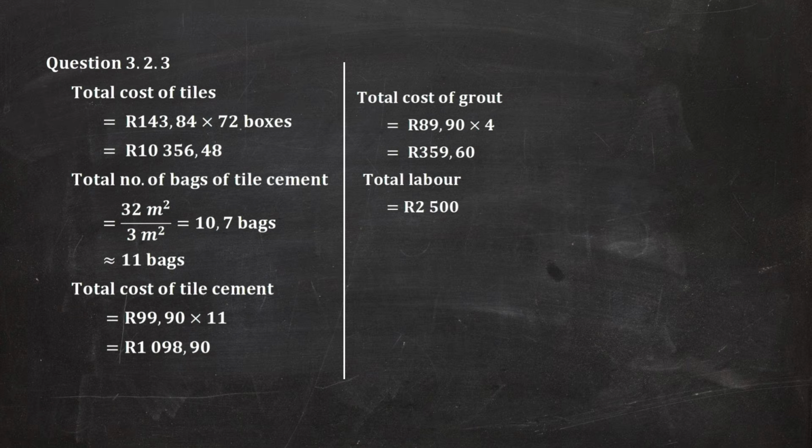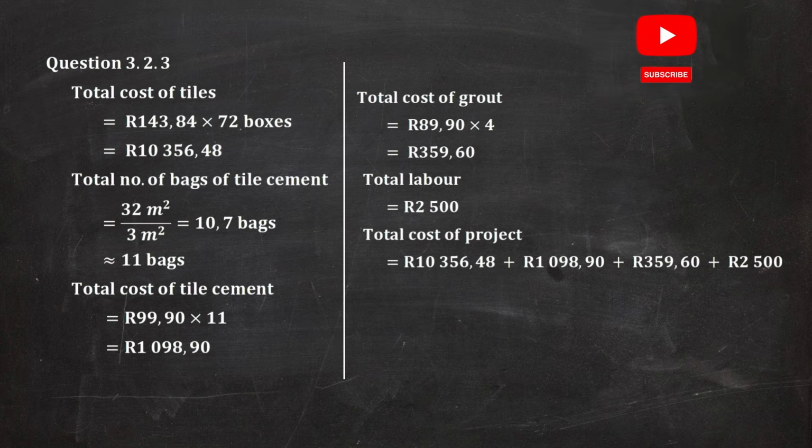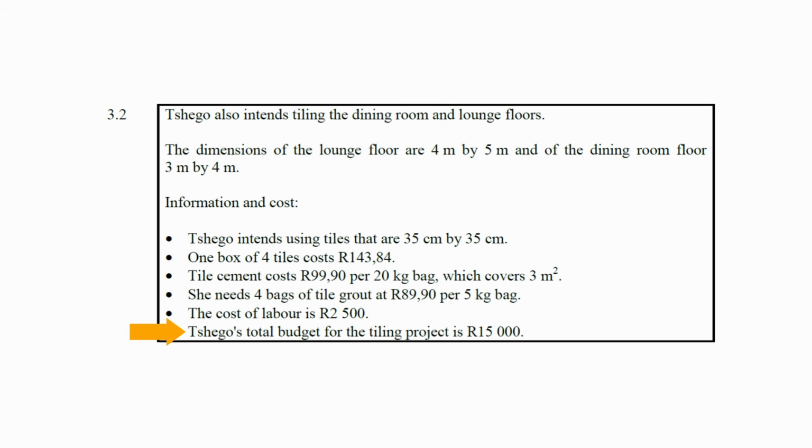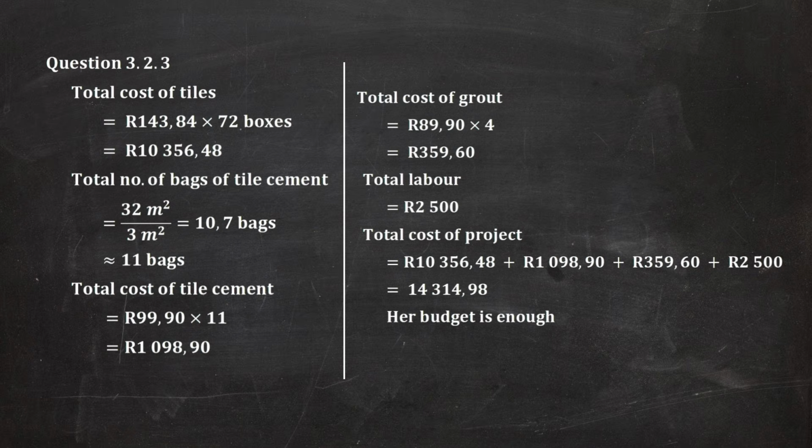So the total cost for the whole project will be 10,356 Rand 48 cents for the tiles, plus 1,098 Rand 90 cents for the cement, plus 359 Rand 60 cents for the grout, plus 2,500 Rand for the labor, and this gives you a total cost of 14,314 Rand 98 cents. Since this value is less than 15,000 Rand, we can say that the budget for this project is enough.